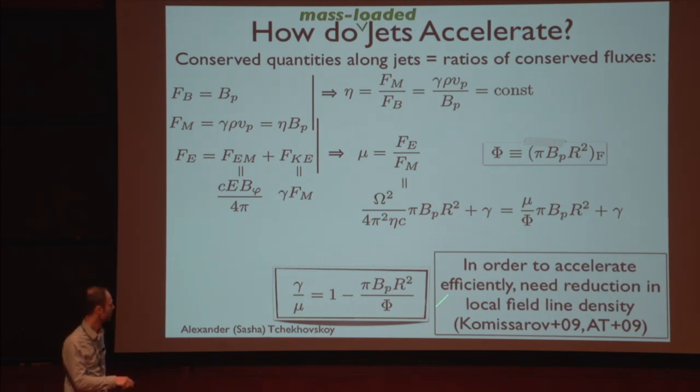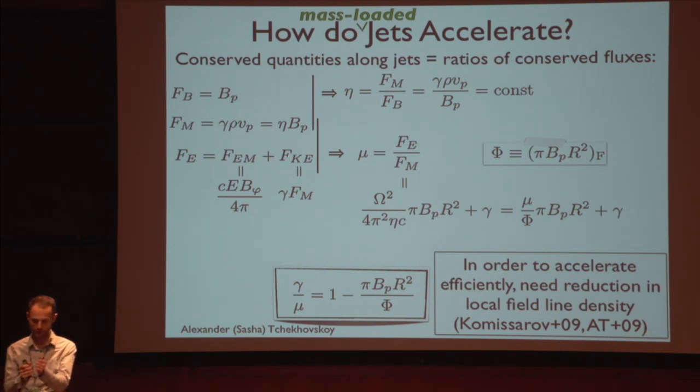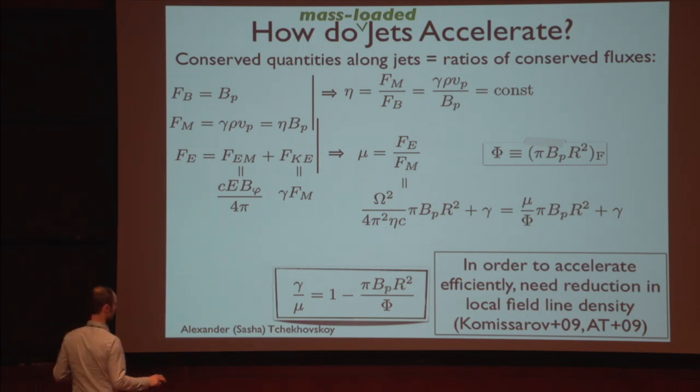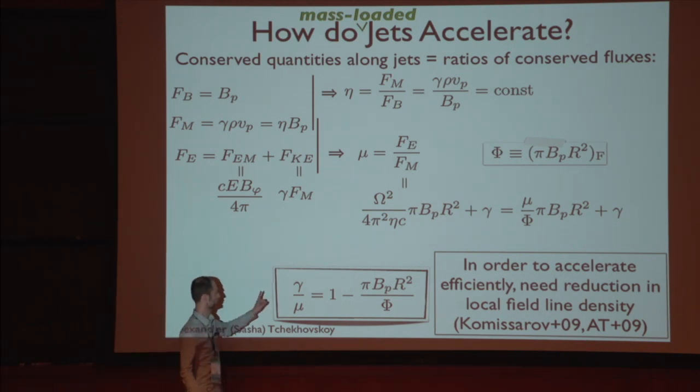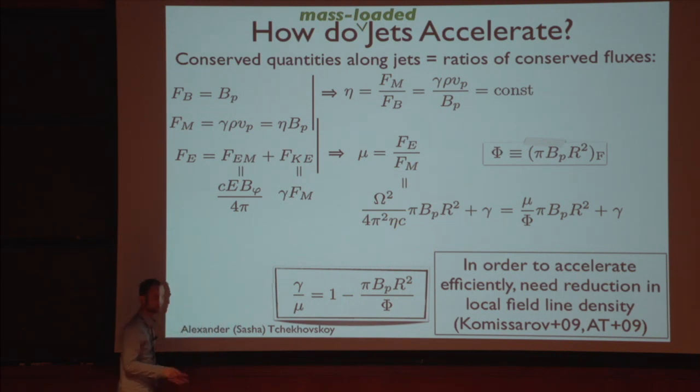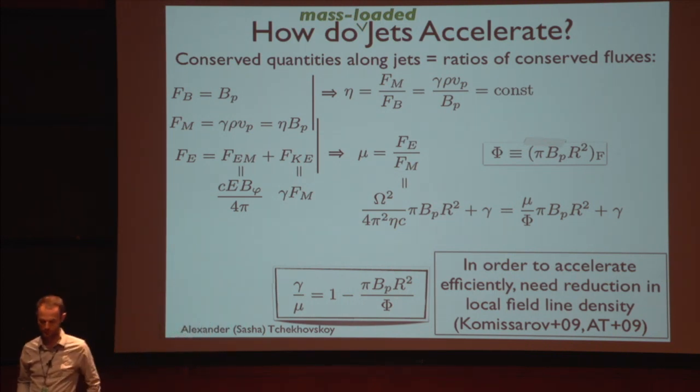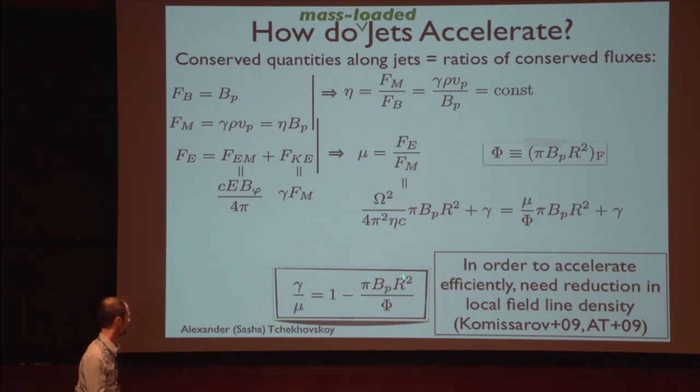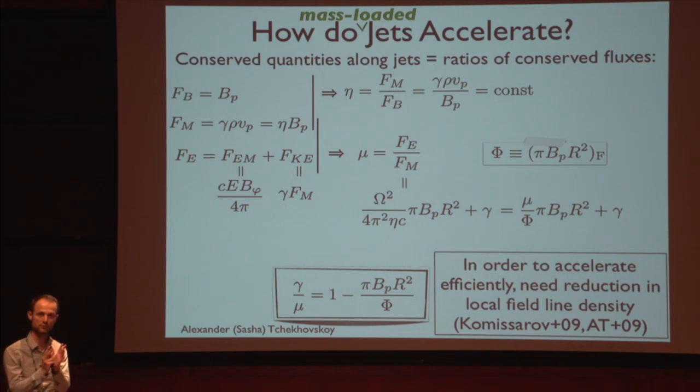It's 1 minus the ratio of the local magnetic field times the area divided by the magnetic flux. Again, this will be 1 if the jet magnetic field is uniform, and therefore acceleration efficiency is 0. But if the magnetic field somehow redistributes itself and becomes non-uniform, maybe we can get something out of it. So you need to reduce the magnetic field strength or the local density of the field lines in order to accelerate in that region. But how do you do this?